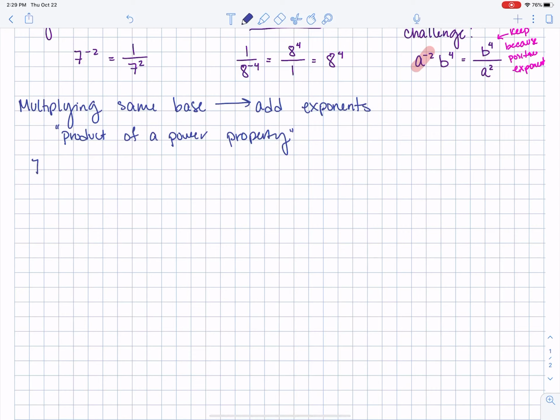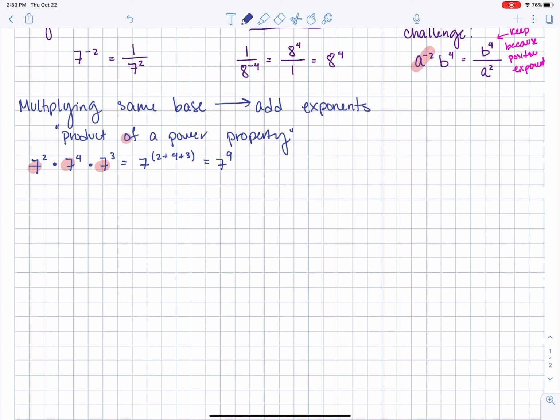So we might have something like 7 to the power of 2 times 7 to the power of 4 times 7 to the power of 3. Okay, all of these have a base of 7. So we have base of 7, base of 7, base of 7. Then we're going to take those exponents and add them together. Keep the base that is right there. Then we're going to take 2 plus 4 plus 3, which makes this 7 to the power of 9. 2 plus 4 is 6, plus 3 is 9.